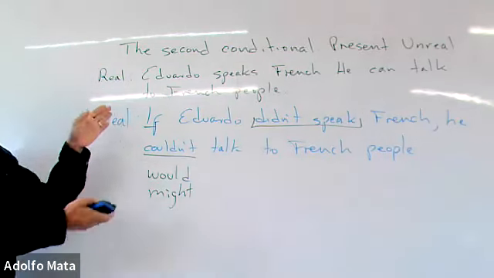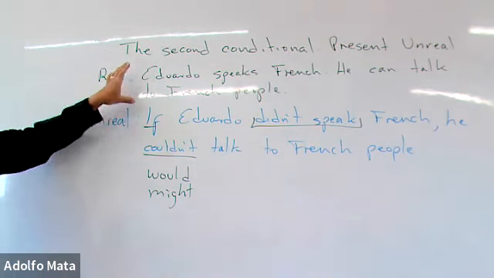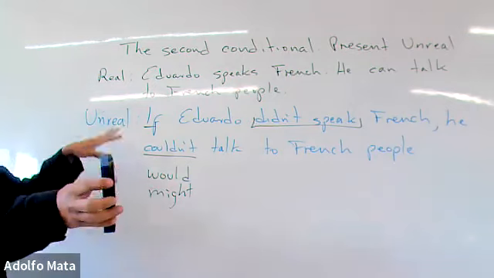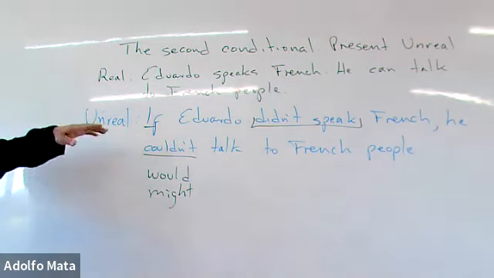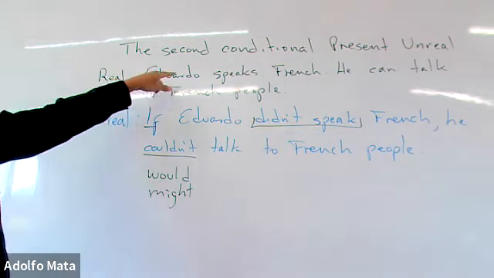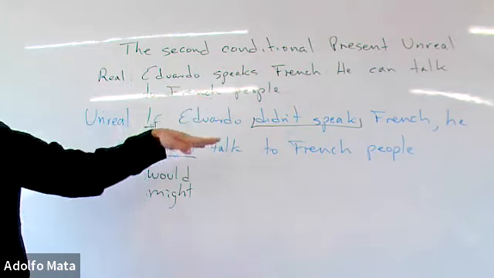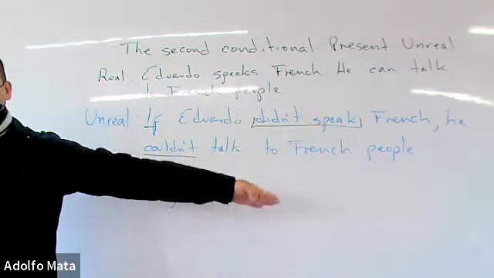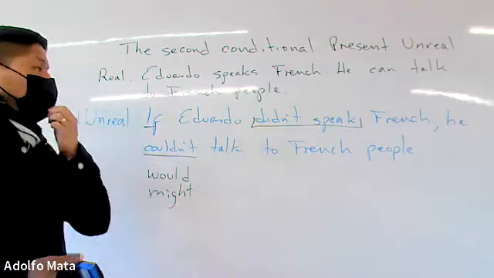So, this is the real sentence, in parentheses because it's unreal too. And this is the unreal sentence. All right? Now, I'm going to write the structure, but this is the second conditional. The translation: Eduardo habla francés, él puede platicar con franceses. Si Eduardo no hablara francés, él no podría platicar con franceses. So we have to say the opposite, not the same.